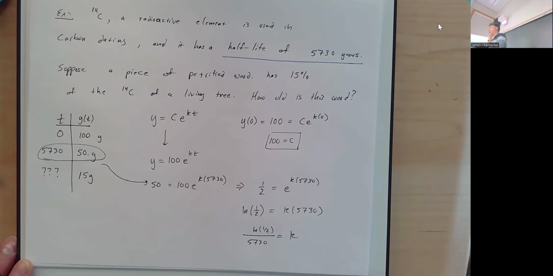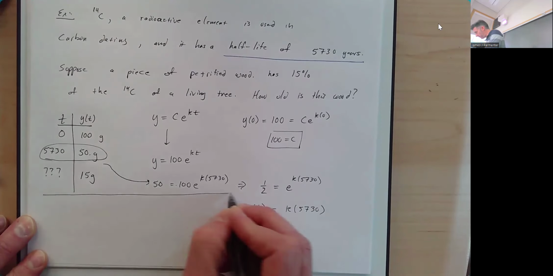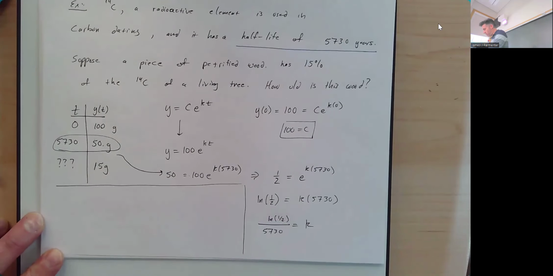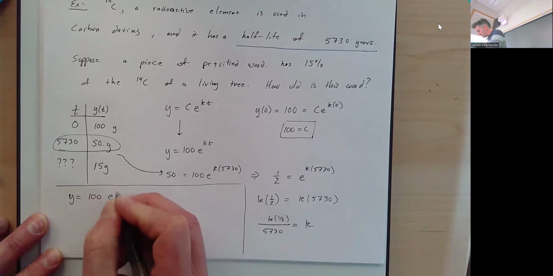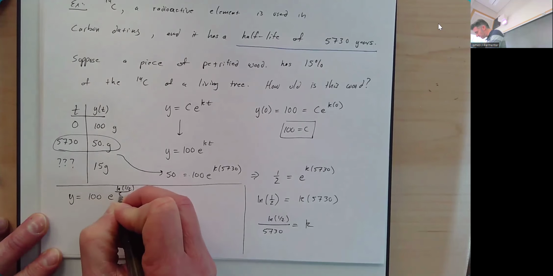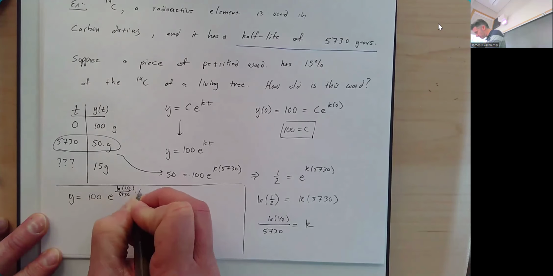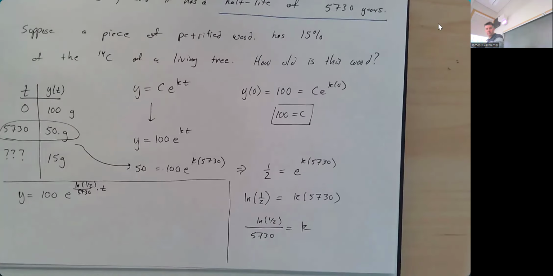So now we have all of the pieces we need for our fully fledged model. Our model is y equal to 100 e to the natural log of 1/2 over 5,730 times t.